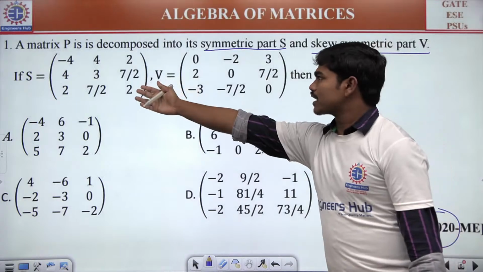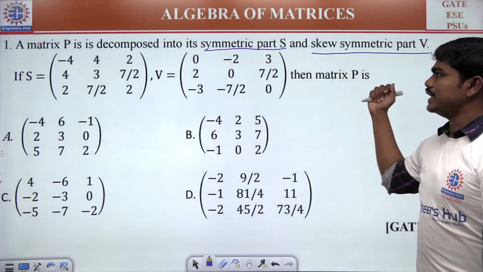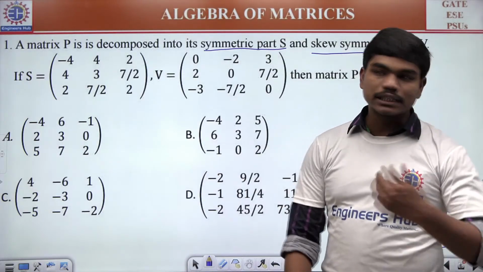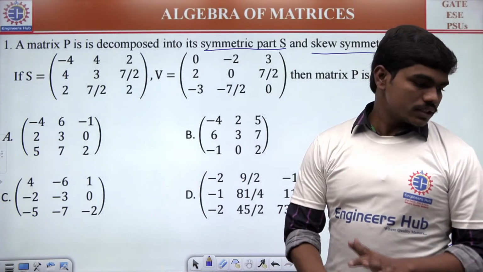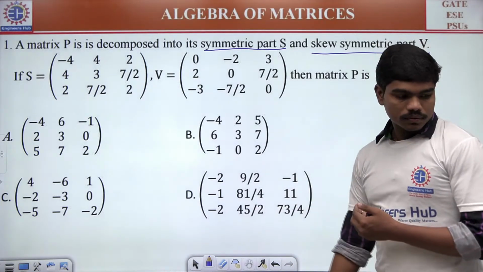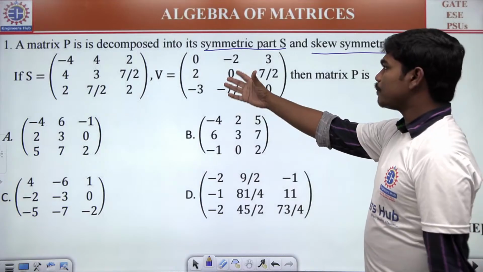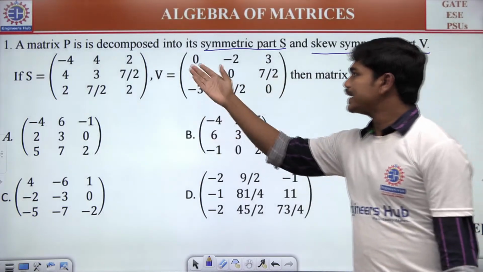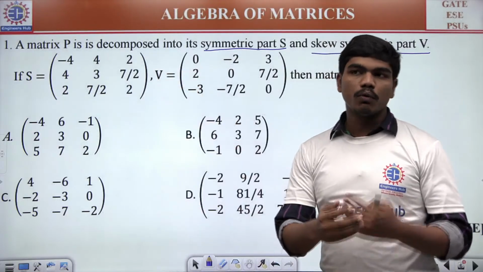If S is this particular matrix and V is this, then the matrix P is dash, which is out of these 4 options. Yeah, good evening all of you. So please try to cope up with the things. So here they have decomposed this matrix P into a symmetric matrix S and a skew symmetric matrix V, and they have given both these parts and they are asking you what is the matrix P.